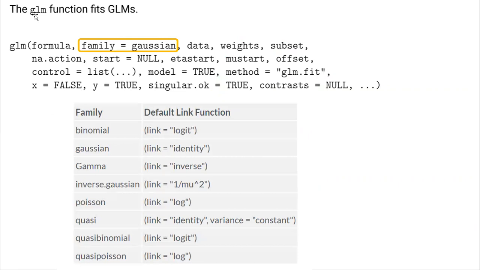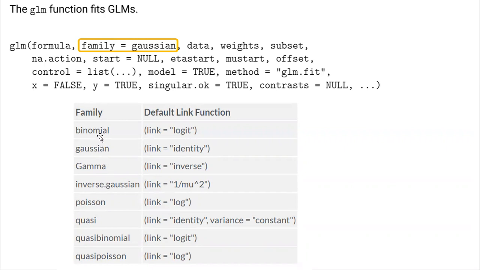Now, how do we fit the GLM in R? Well, we use the glm function. And I've highlighted here in this box the key difference from the lm function. We have to say the family. So this is the family: which distribution does y belong to? And we have these choices.